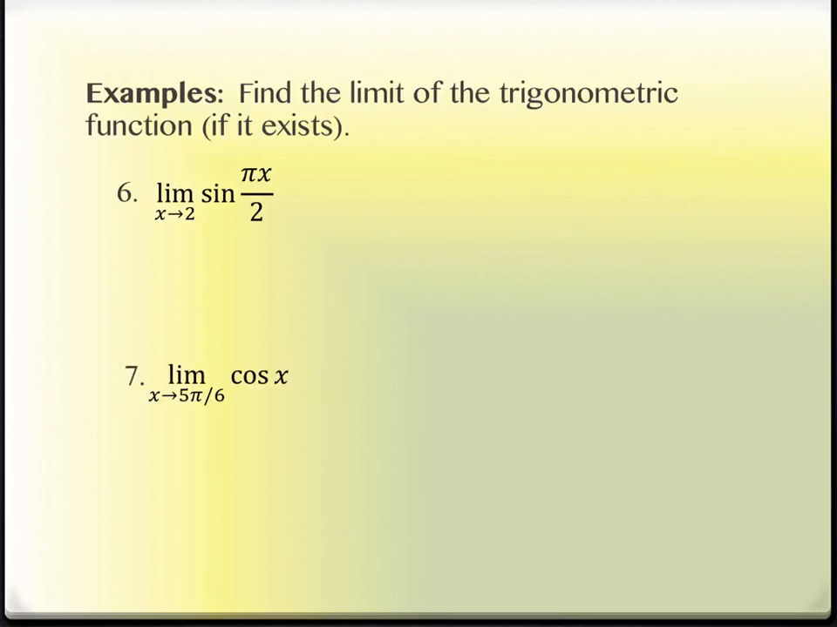So we're going to take a look at evaluating some trig limits. Most of the time, we're just going to try putting the numbers in, whatever the limit is. So in the case of number 6, it's the number 2. In the case of number 7, it's 5 pi over 6.